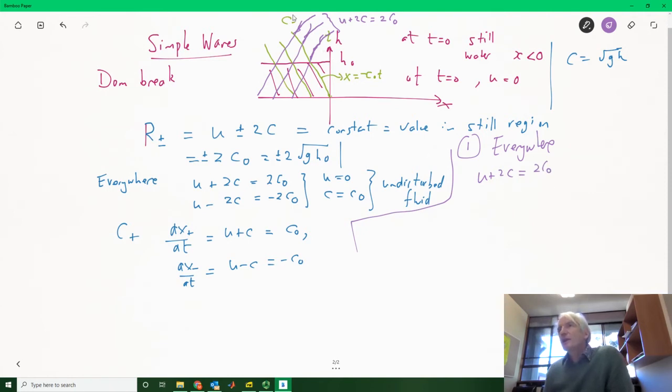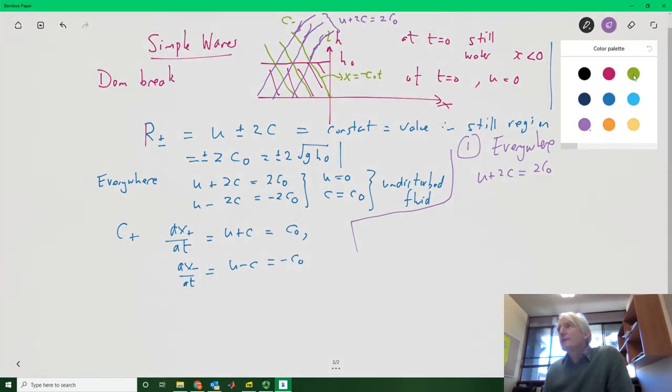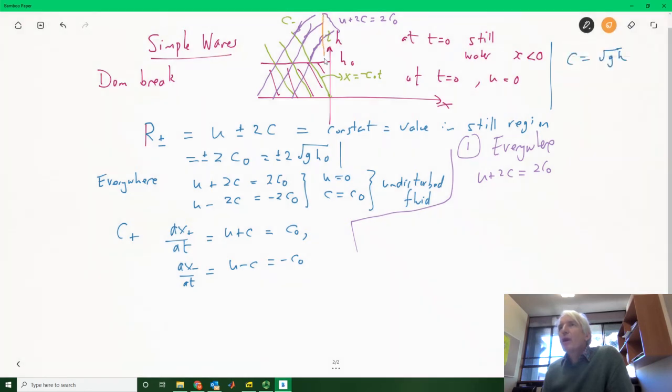Because these characteristics, anywhere in the fluid, one of the characteristics started in the undisturbed region, so it carries this information that u plus 2c is equal to 2c naught. So u can change and c can change, but they have to be equal. Now let's try and find this next characteristic. Now we're going to have to work out what happens to these minus characteristics. What do we know on this one? We know that on this characteristic u minus 2c is equal to a constant k, which we don't know.